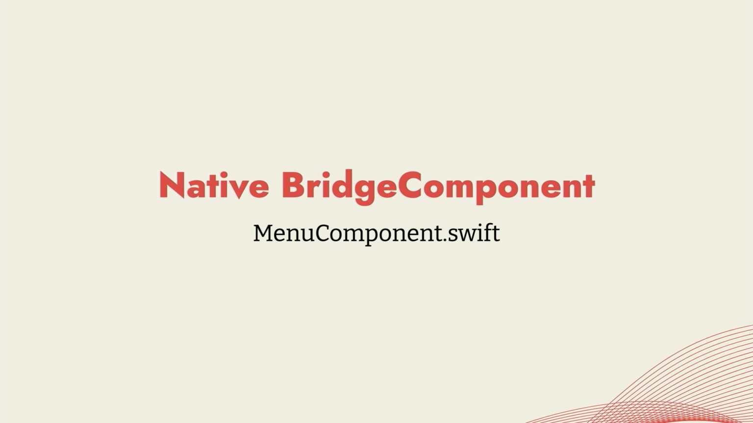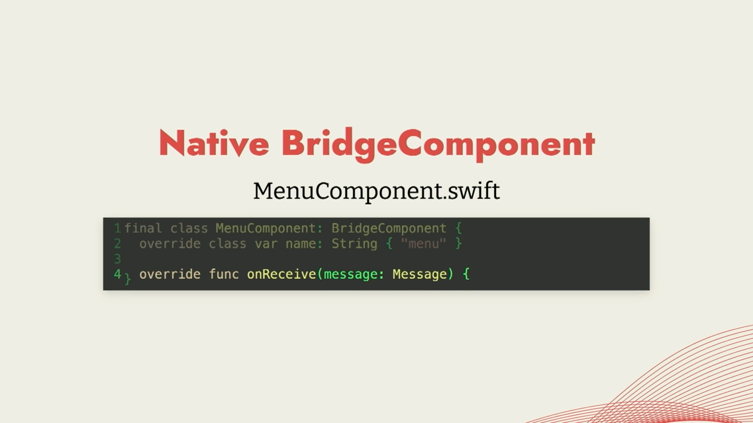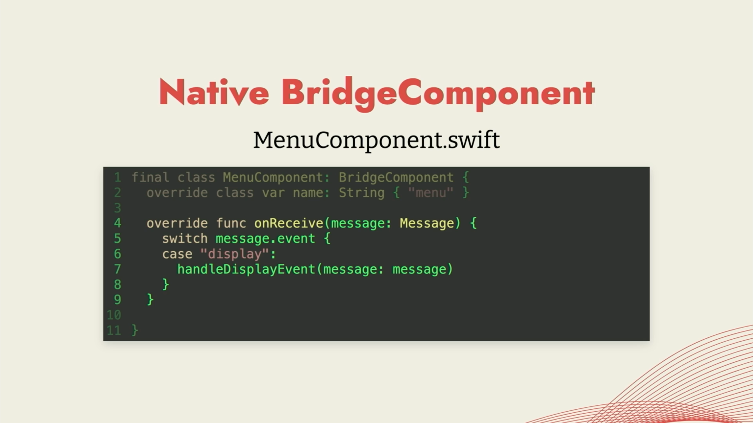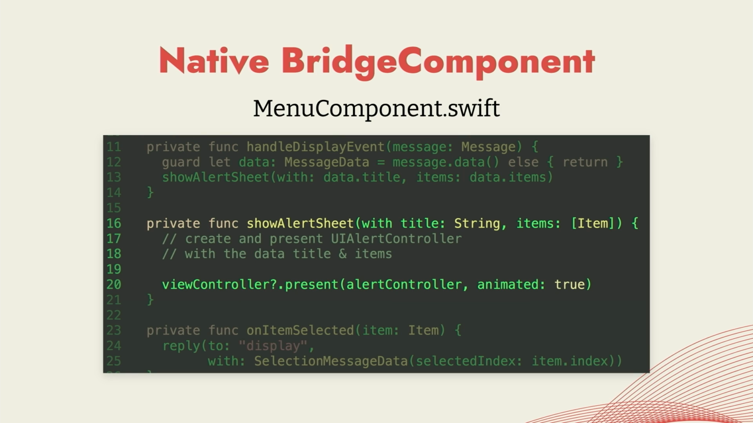Now let's build a native component. So this is Swift on the iOS side. We're going to extend the bridge component class. We're going to set up the name of the component, which is menu, which matches the web component. We're going to implement the onReceive function here whenever we receive messages from the web. And then we're going to handle the display event. So we're going to get the data from the message, and we are going to show the alert sheet here.